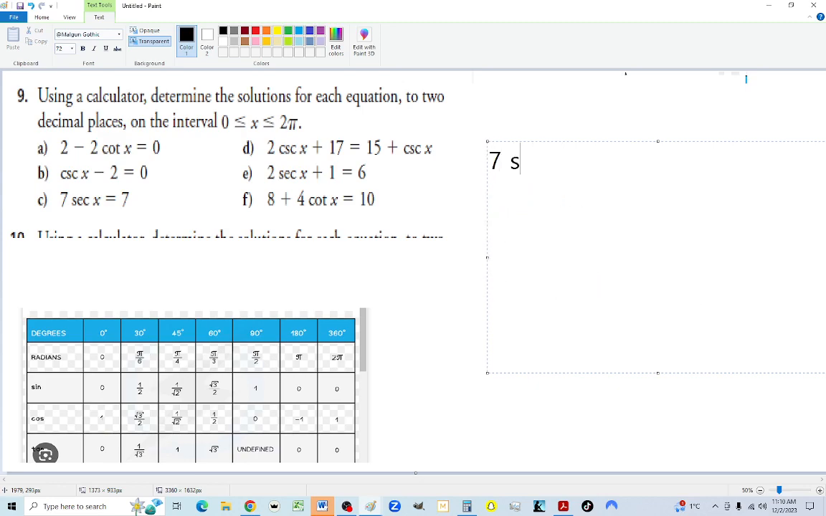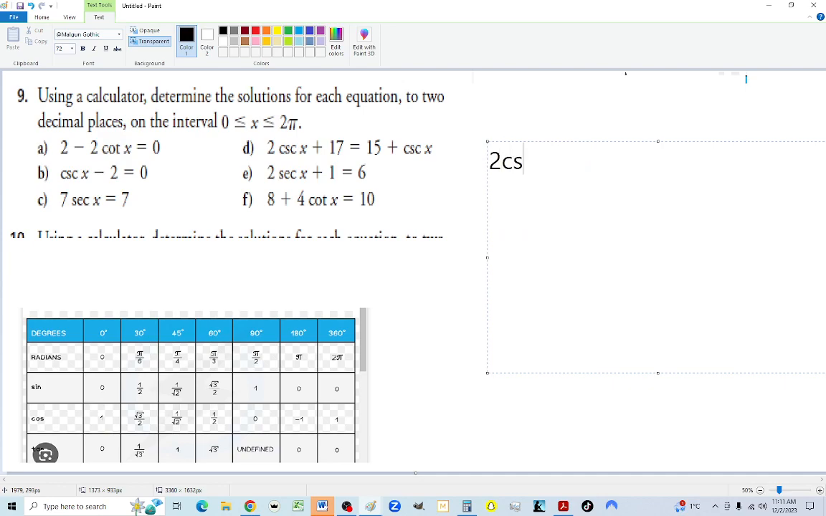When is 7 secant x equal to 7? When secant x is equal to 1, which means when cosine x is equal to 1. Cosine x is equal to 1 in 2 spots, which is at 0 and 2 pi, which is the answer. So secant x and cosecant x equal to 1 at 0 and 2 pi.